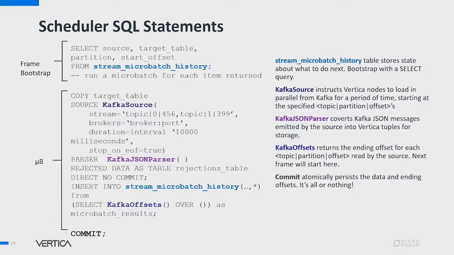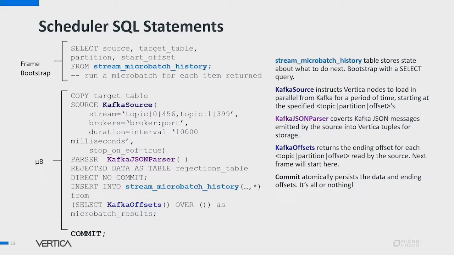Then comes the actual copy command, or the actual data load statement. And it has details like KafkaSource, which I mentioned earlier. It tells us where the data will come from and what parser to use. So in this case, we are using Kafka JSON parser. And please note the option no commit. So it means that when this copy executes, it will not commit the data yet.